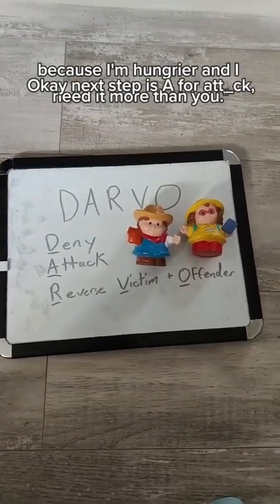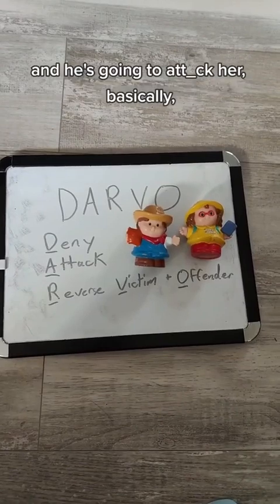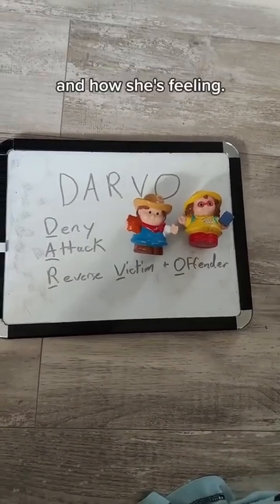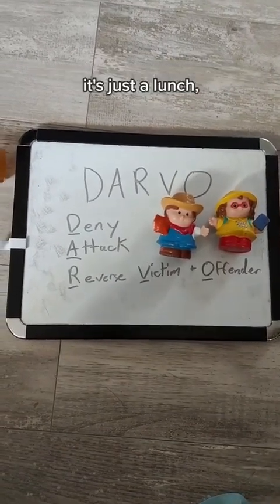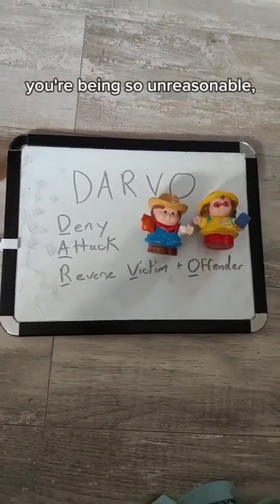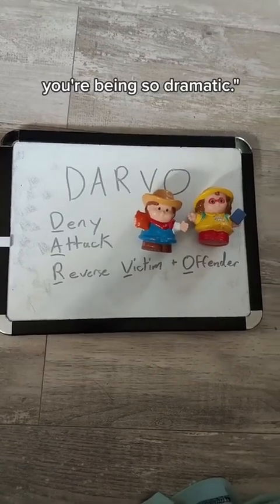Okay, next step is A for attack, and he's going to attack her basically and how she's feeling. He's going to say things like, "Why are you so upset about this? It's just a lunch. It's a couple dollars. You're being so unreasonable. You're being so dramatic."